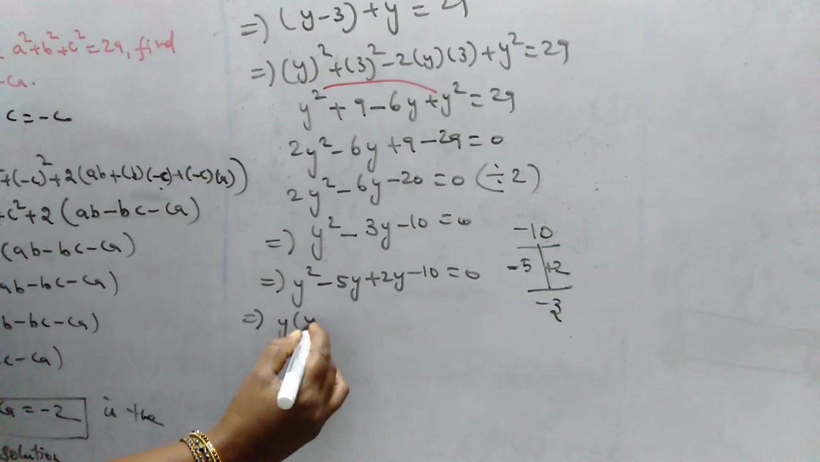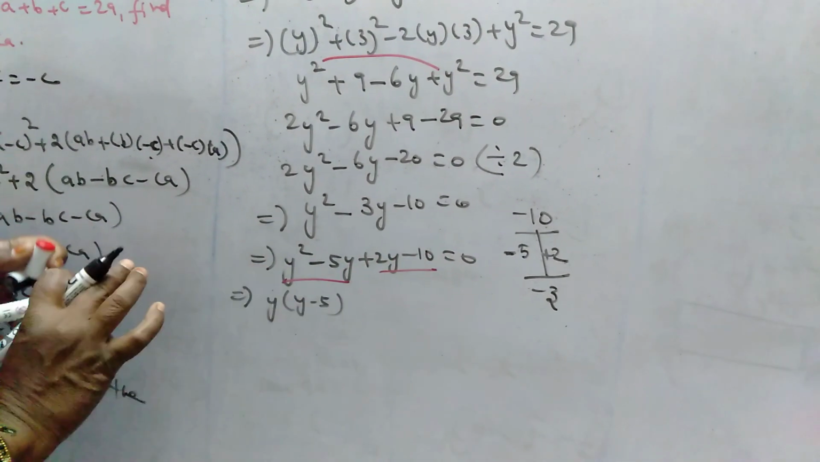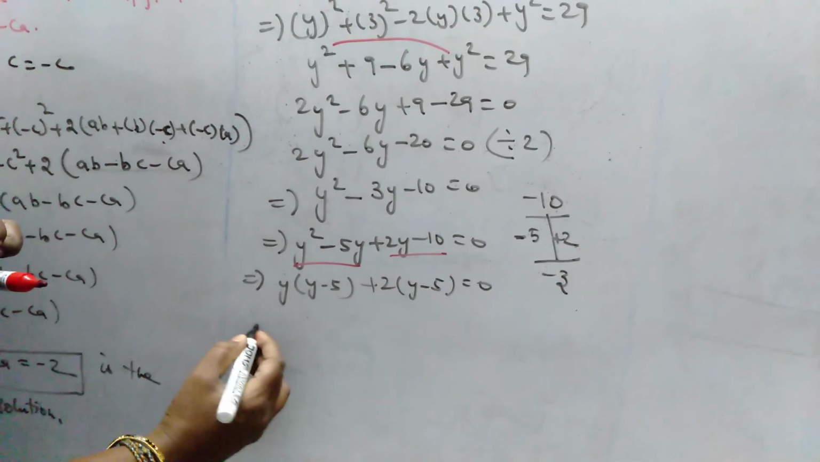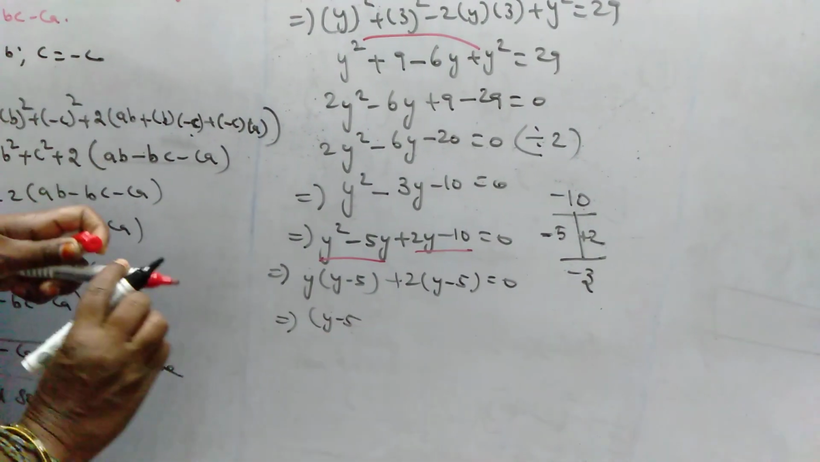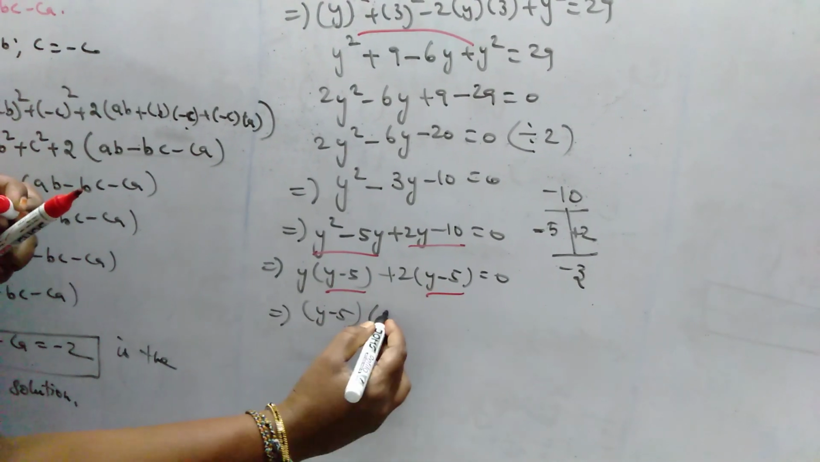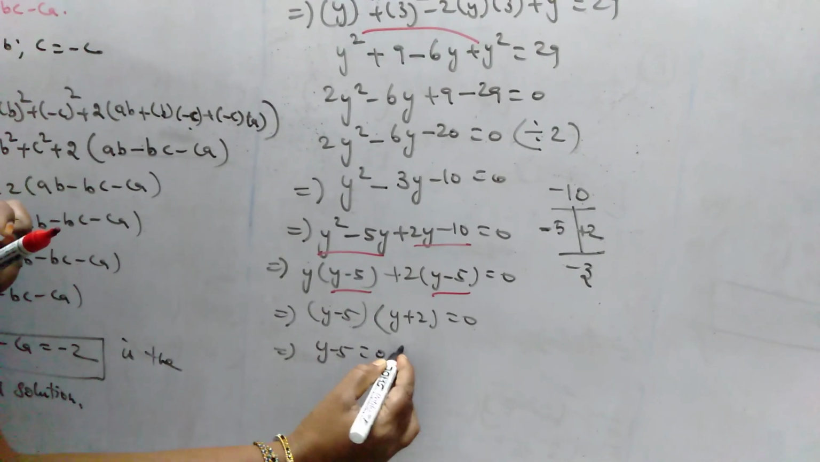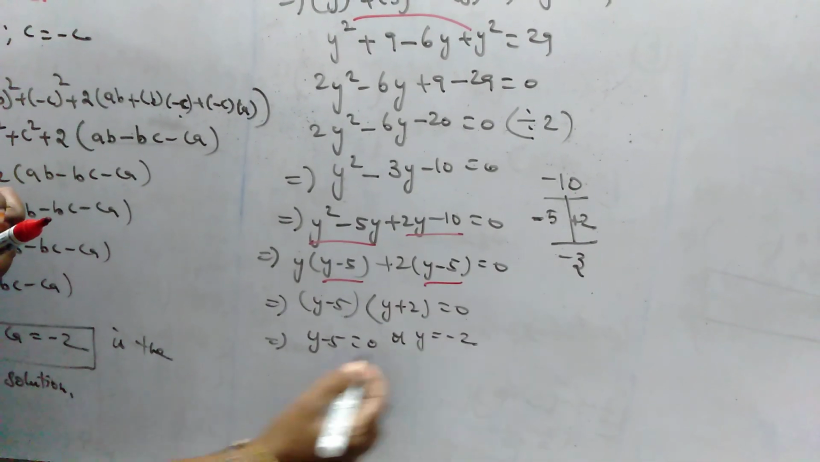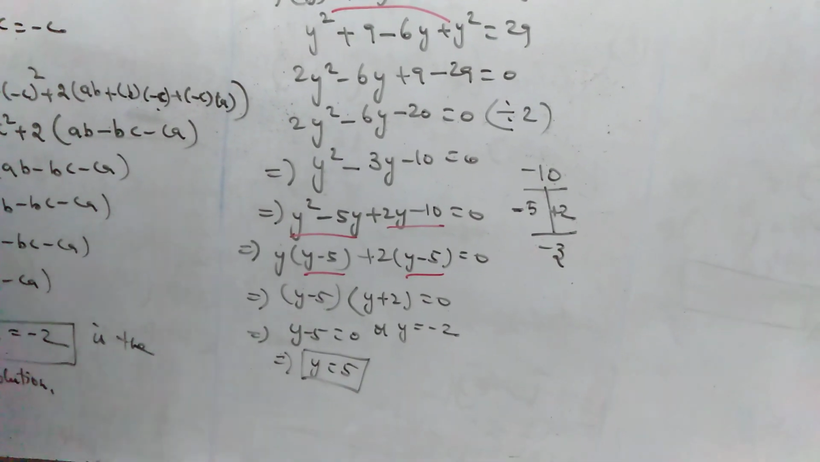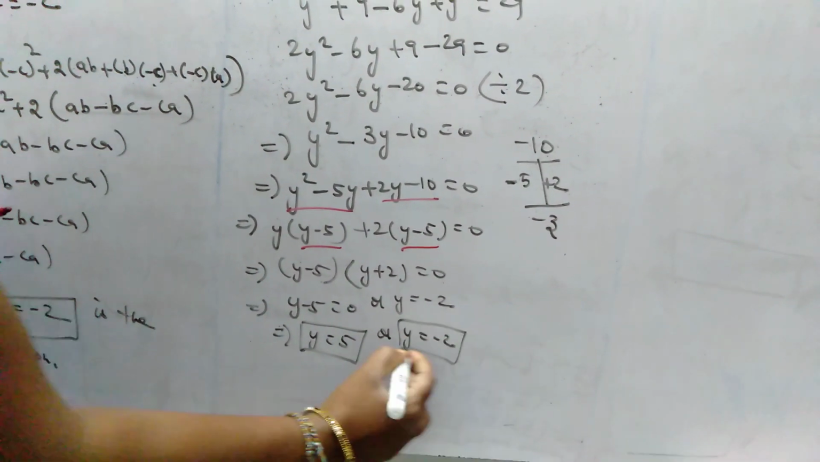So y into (y minus 5), common term, you take, factorization as you studied last year, same like that we are going to do here. Plus 2 into (y minus 5) equals 0. So y minus 5 is common. Take y minus 5 common and what is left here? y plus 2 equals 0. So y minus 5 equals 0 or y plus 2 equals 0, which implies y is equal to 5 or y is equal to minus 2.